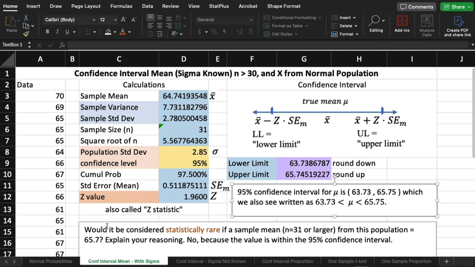Would it be considered statistically rare if we had a sample from this population where the sample mean was 65.7? The answer is no, because that value is within the 95% confidence interval. It may be all the way to the right, but it is within the 95% confidence interval, so it is not considered to be statistically rare.